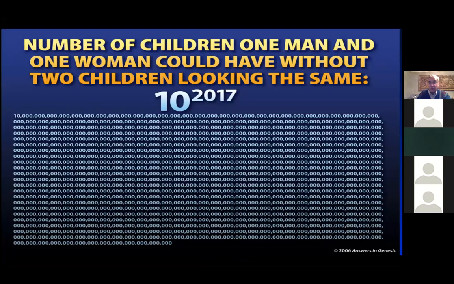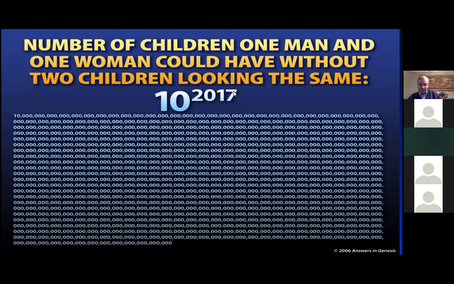This is really to show you the different variation in the genetics. So, the number of children one man and one woman could have without having children looking the same. This is the potential of the different combinations that can happen after marriage to produce a baby. And the combination is really a big, massive number, 10 to the power 2017. That means 10 and 2017 zeros in front of it. This is a massive number. Nobody can pronounce this number.